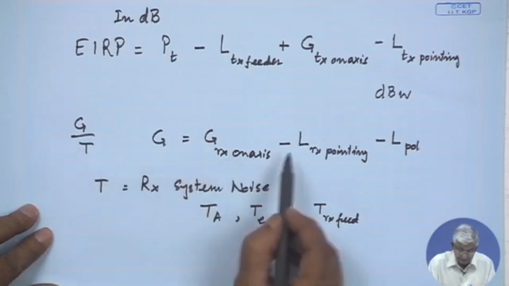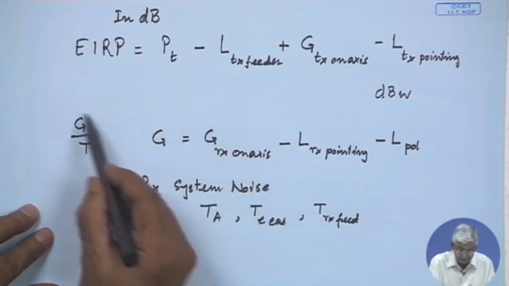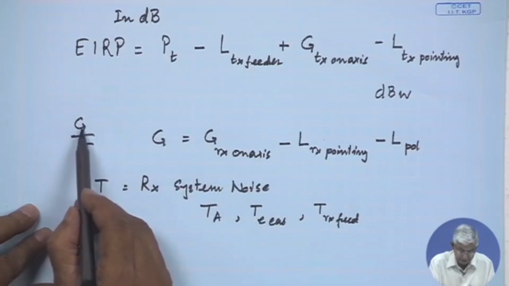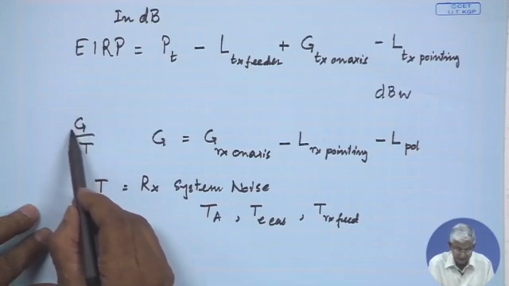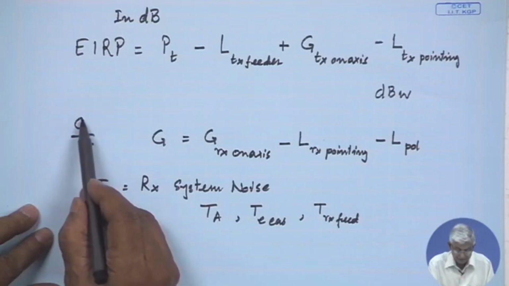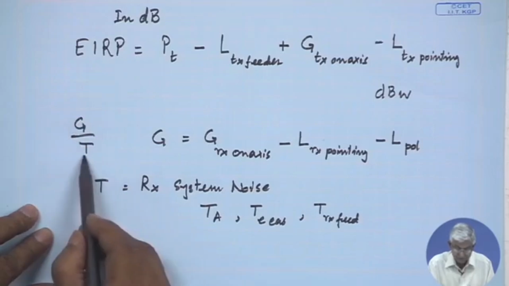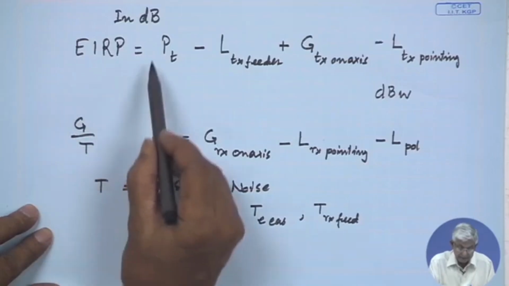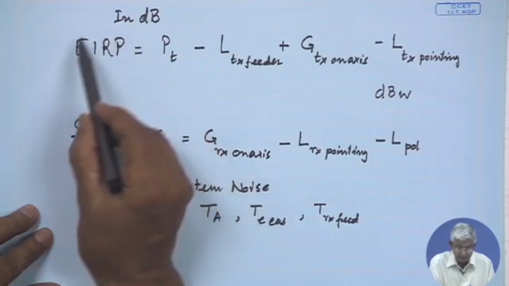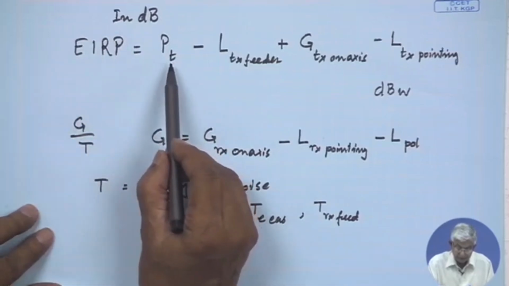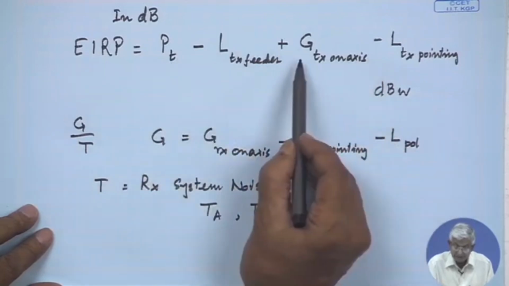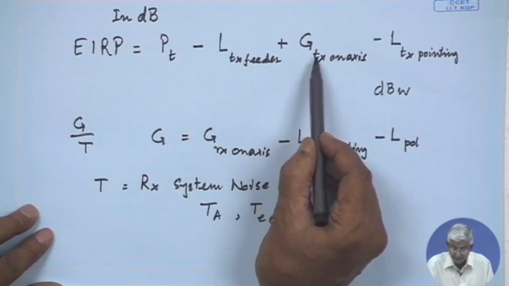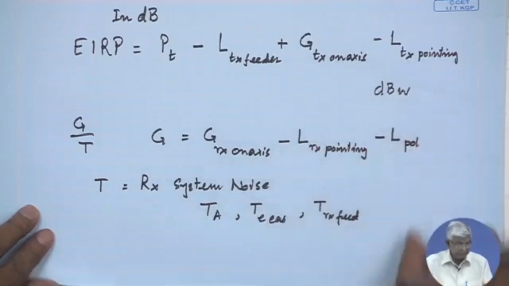So, the characteristics of the receiver are found from G by T, and remember always this G is not the receiver gain or LNA gain, it is the gain of the receiving antenna, and T, of course, is the system noise temperature. EIRP characterizes the transmit side, which includes the transmit power amplifier and related losses, the transmitter antenna gain and the related losses.